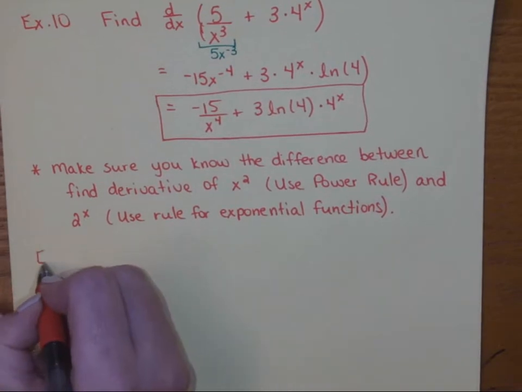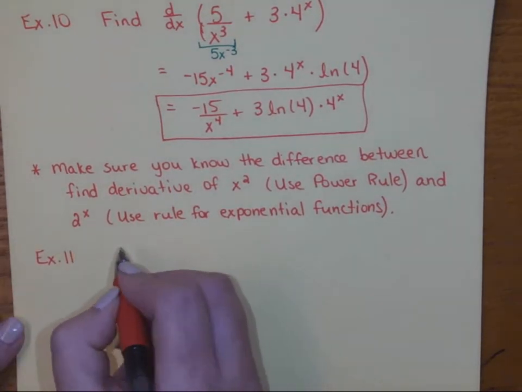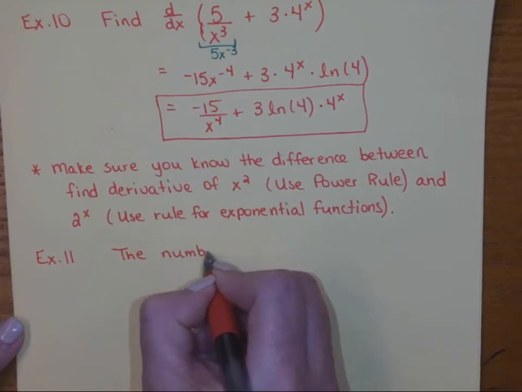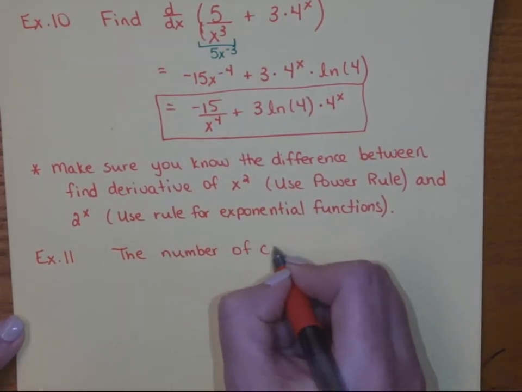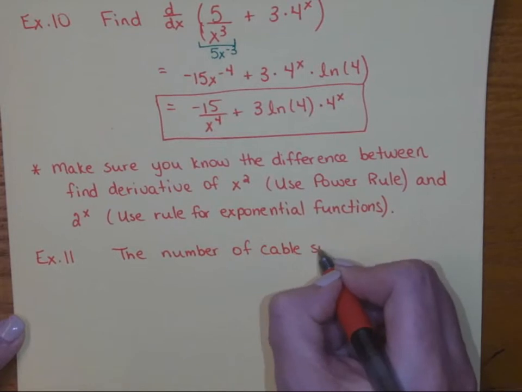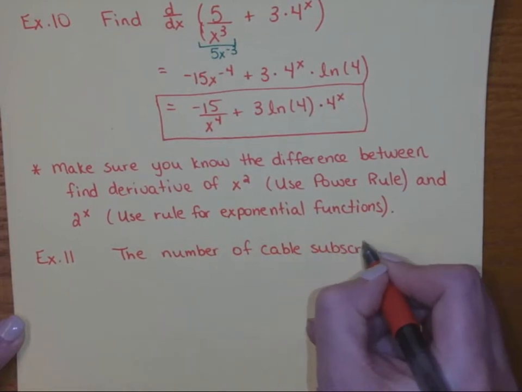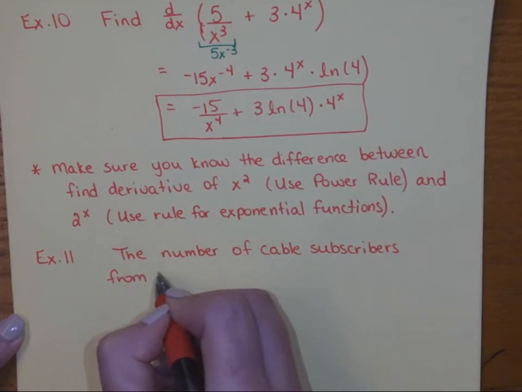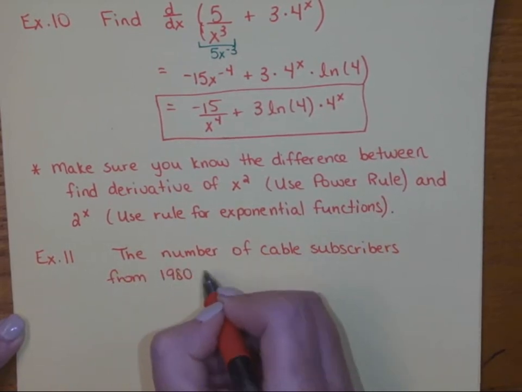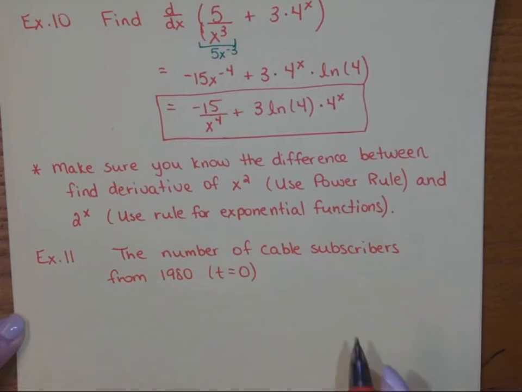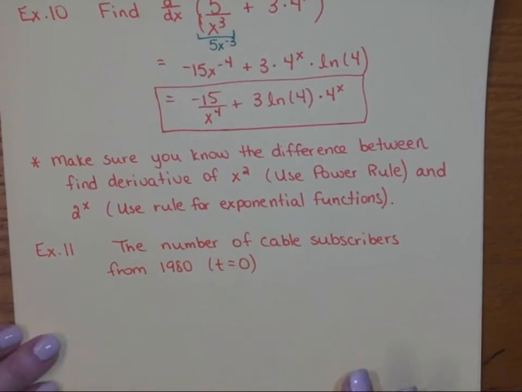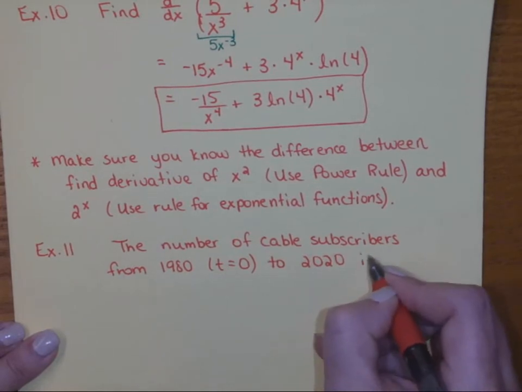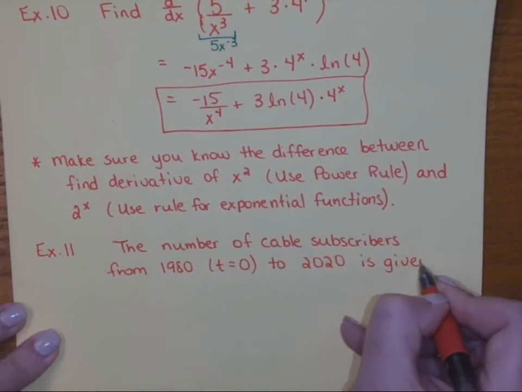All right, so for our final 2 examples, let's do a couple word problems where we maybe apply some of this stuff. So let's say the number of cable subscribers from 1980, and we're going to call this time equals 0. So we're going to start counting at 1980 to the year 2020 is given by the following.